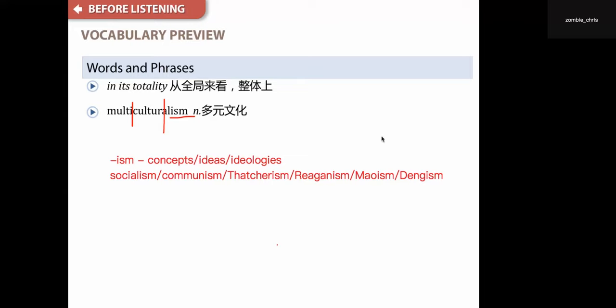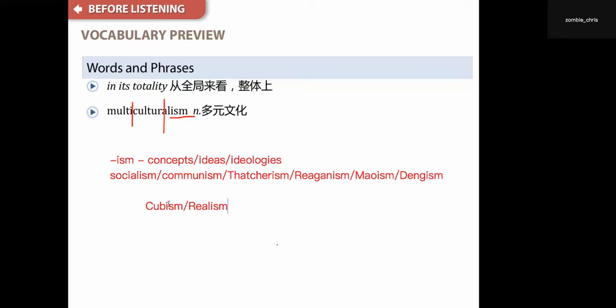But we will talk about policies in the Mao era of China, Maoism, the idea of giving peasants and farmers the means of production and ownership over the landlords. I'm not fully familiar with it. And then we have Dengism from the 1980s, China's opening up, with Deng Xiaoping. So we have socialism, communism, Thatcherism, Reaganism, Maoism, Dengism. All of these are political ideologies.